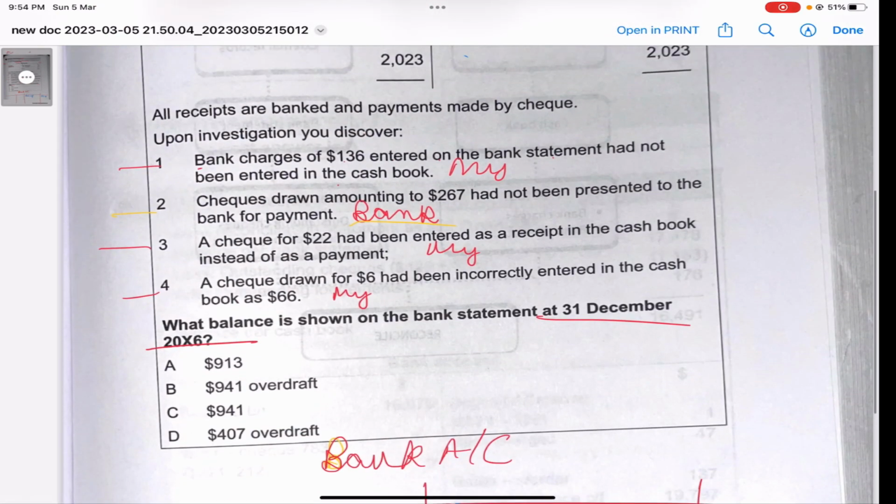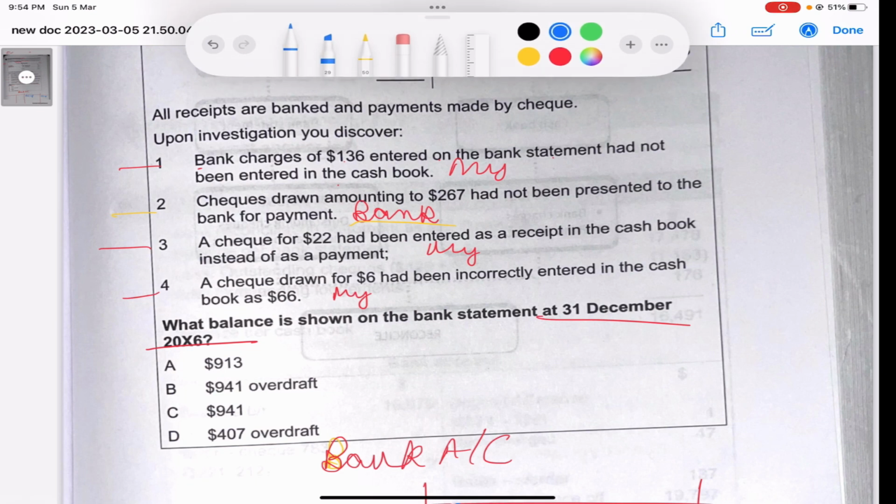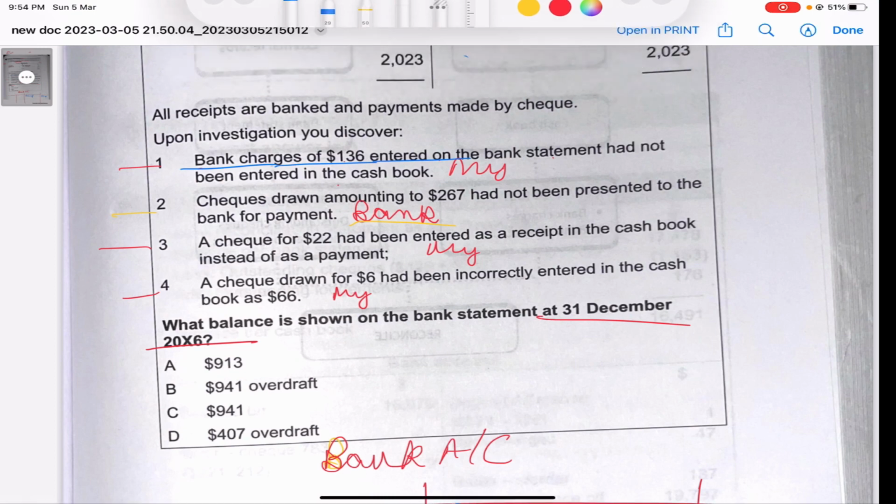Okay. So we are making changes. Whatever is my mistake, that I'm going to do now. Bank charges of 136 entered on the bank statement. So the bank has subtracted it, but I haven't subtracted it.